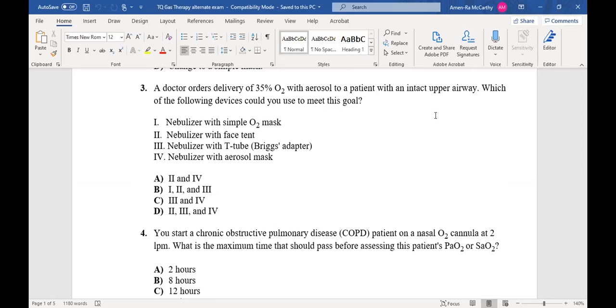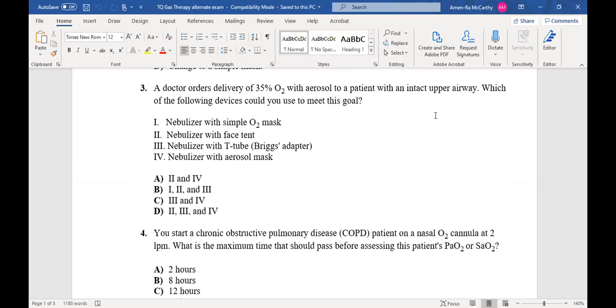You said B as in boy, D as in dog. Okay. What do you think, Miss Cummings? I think the answer is A. This is a 35% aerosol device, and the patient has an intact upper airway. So I wouldn't use a T-tube because he has an intact upper airway. He doesn't have a trach and he doesn't have an ET tube, all right?